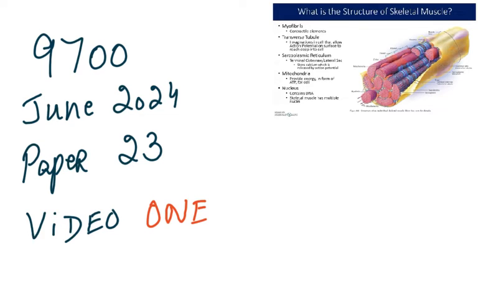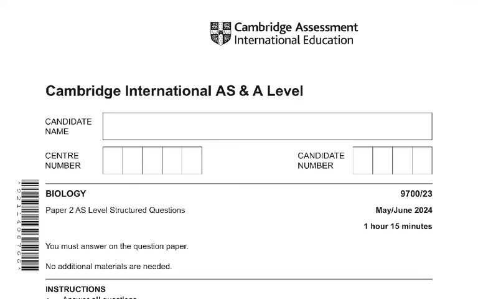Bismillahirrahmanirrahim. 9700 June 24 paper 2-3, the first video, which will do the first 2 or 3 questions. As you all know, this paper is for 1 hour 15 minutes, and you must try and finish it well in time so as to be able to revise it once before you submit the paper.